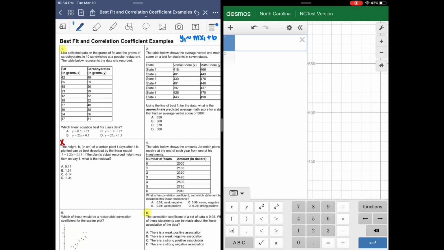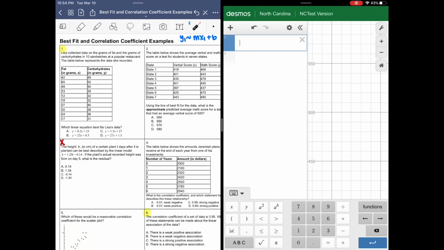Today we're going to talk about line of best fit, exponential lines of best fit, and correlation coefficient examples. You'll notice on my paper I've got numbers 1 and 6 highlighted and number 3 is marked out. The highlighted ones you are going to do on your own, and the ones that are marked out on the next few pages, you will hold off on those. We're going to do those at a later time. So for now, we are going to start with number 2.